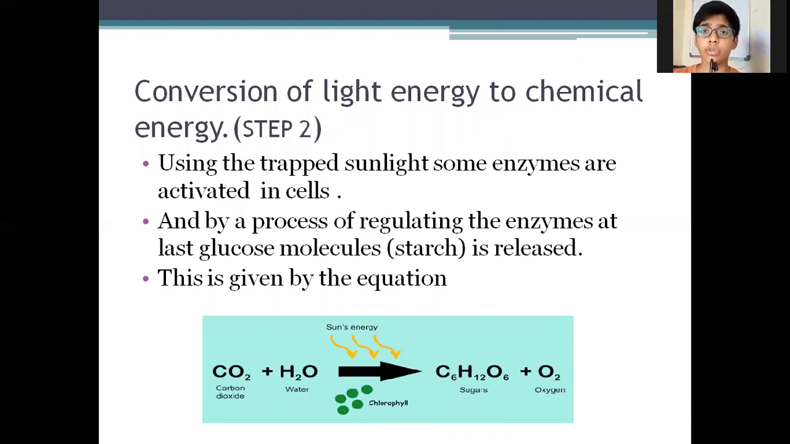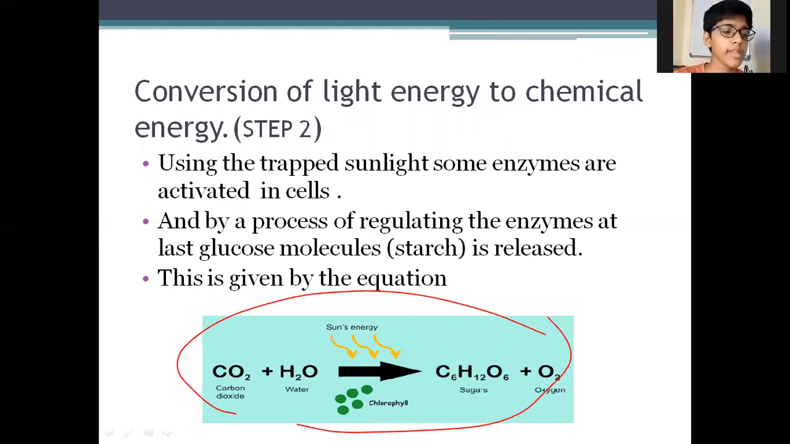The equation of photosynthesis, as you can see here. What does the sunlight do? This sunlight is trapped by the chlorophyll, and some enzymes in the thylakoid membranes are generated. By the process of regulating the enzymes, at last there is a long process going on, splitting of water, and so on. This combines with carbon dioxide and gives out glucose molecules with some oxygen. This oxygen we are breathing, and this is the food for plants. So this is the conversion of light energy into chemical energy, and this is the complete photosynthesis.